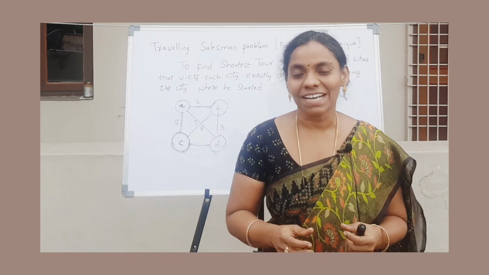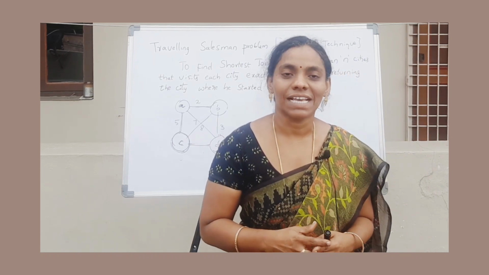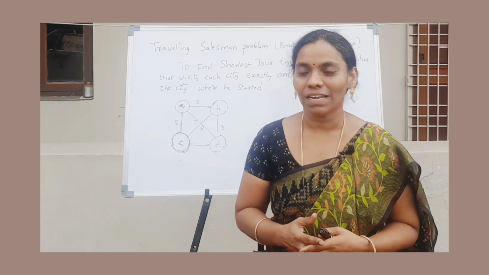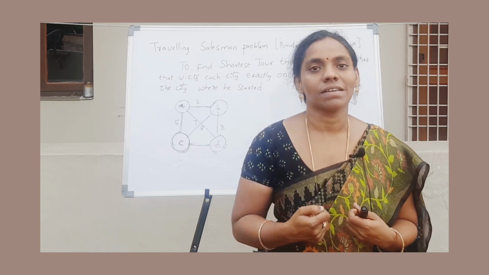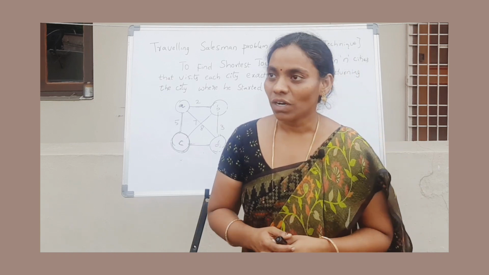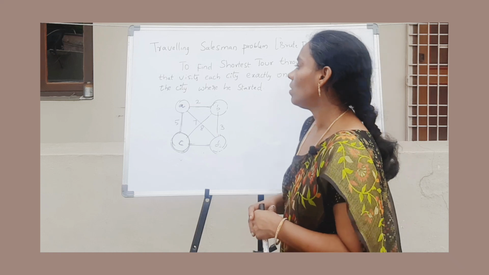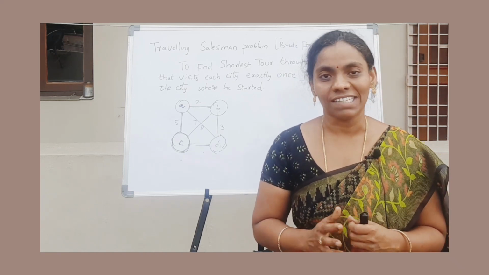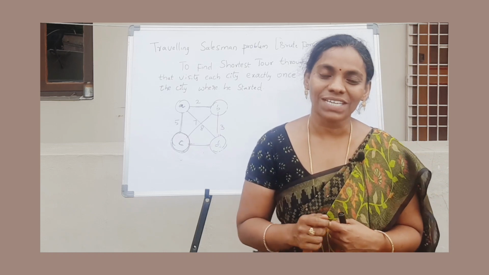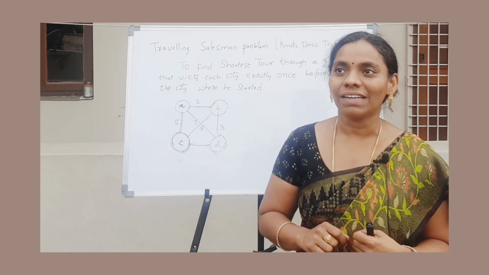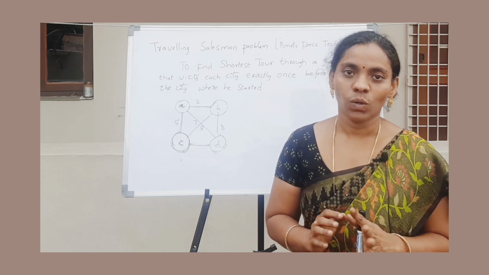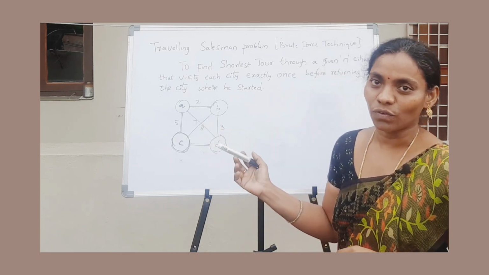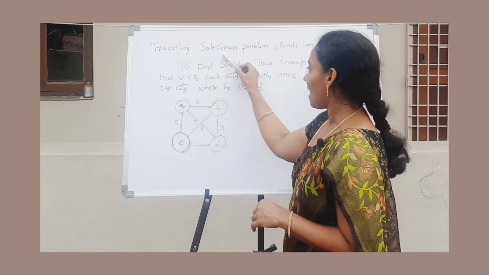So let us consider one traveling salesman. He wants to visit different cities and sell his product. The problem says we have to find the shortest tour among all n cities, where he visits each and every city only once and returns back to his home. That is the problem given to us. I will just read the problem statement for you. So this is the traveling salesman problem.